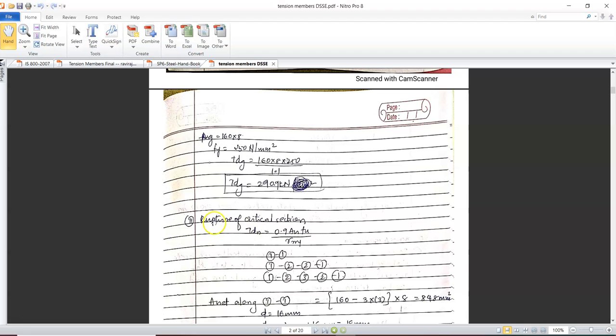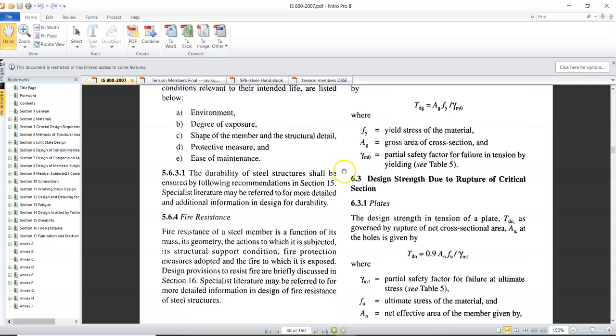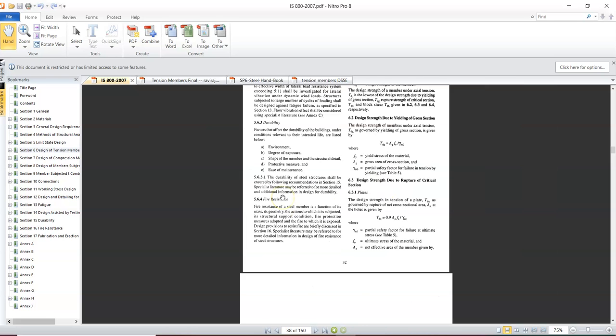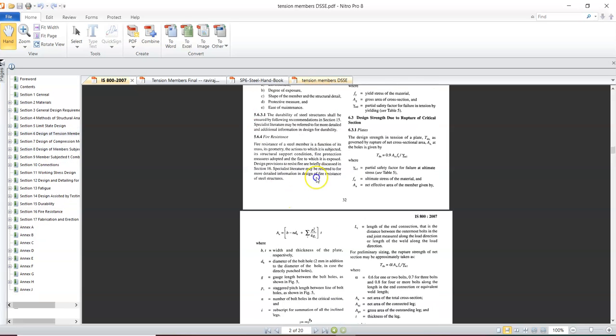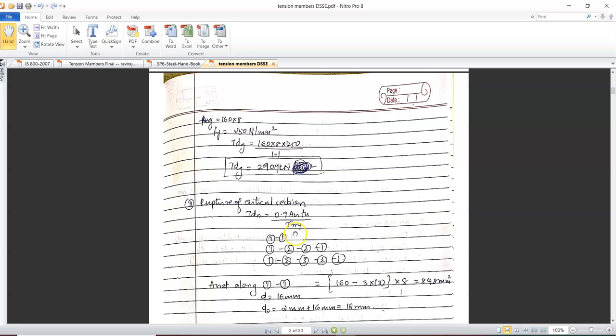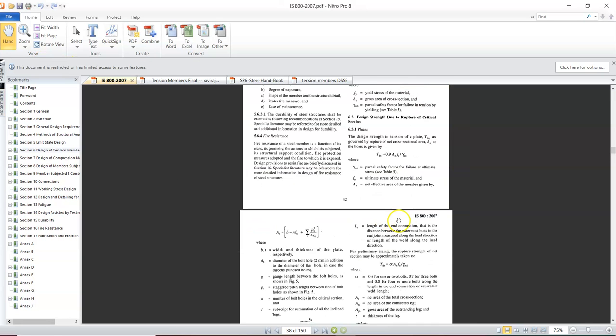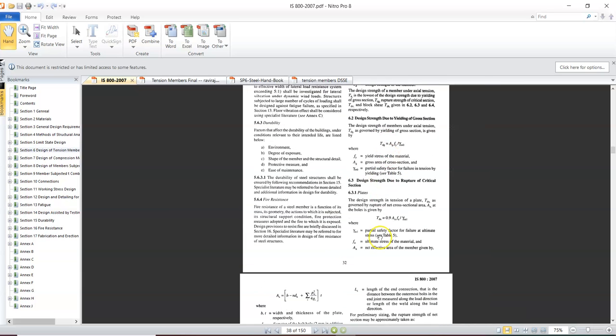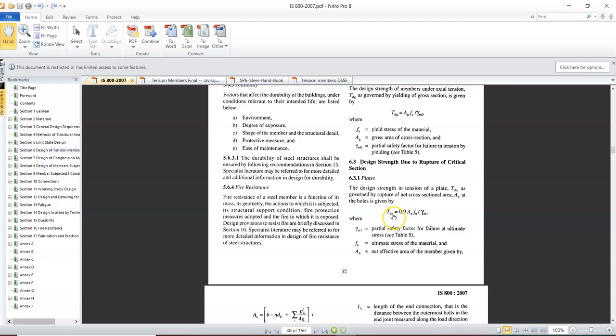Similarly, coming to the rupture of critical section. The second one is design strength due to rupture of critical section. Since it is a plate element, we'll be referring to clause number 6.3.1. That is, Tdn is equal to the design strength due to rupture of critical section.